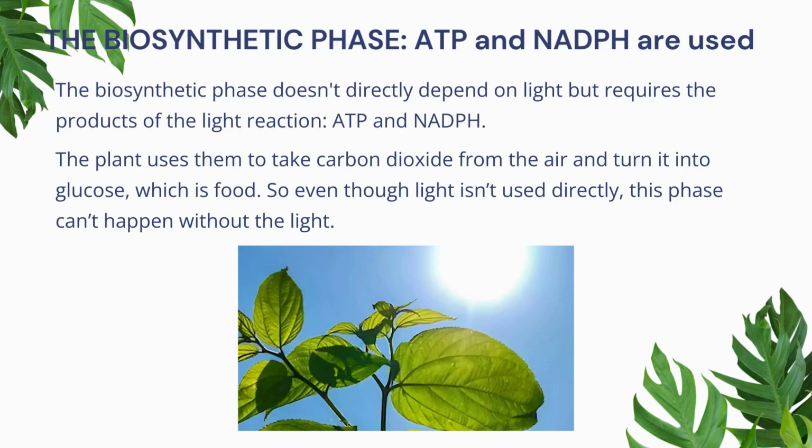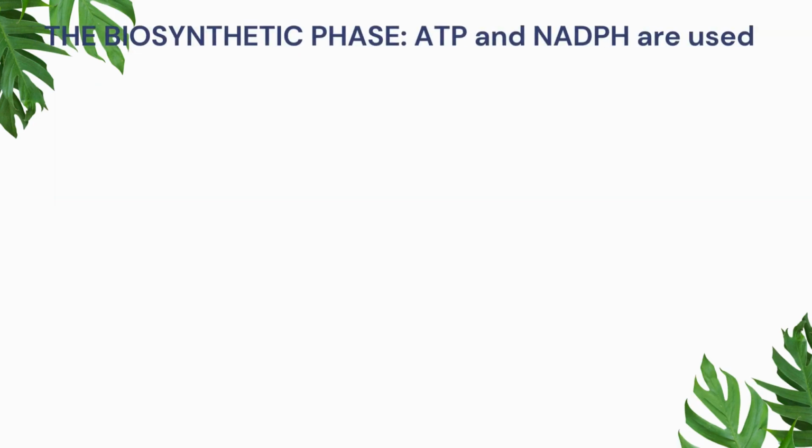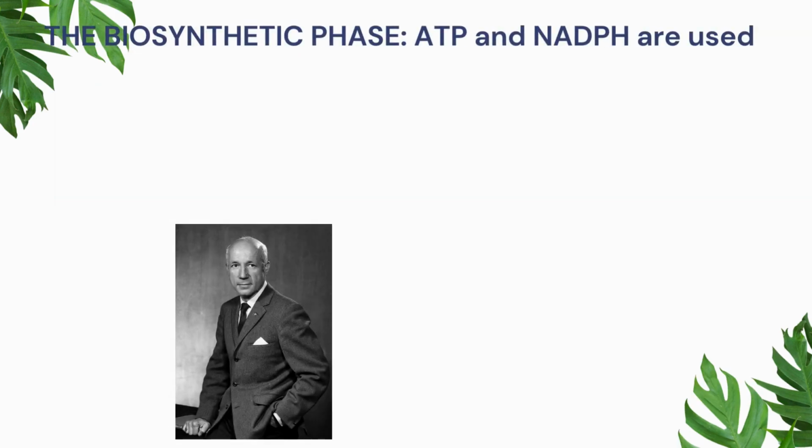So even though light isn't used directly, this phase can't happen without the light. That's why calling it the dark reaction is a bit confusing. It doesn't need darkness, just the products made during light. How did we learn about this? A scientist named Melvin Calvin figured it out.